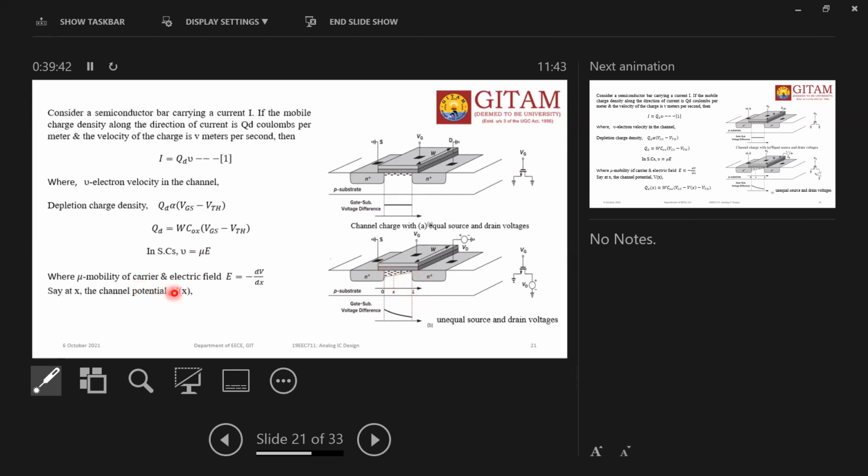So the channel potential is V of X. I need to know the potential at the point X. At this point, what is the potential? I don't know the potential at the point X, so that is called V of X.